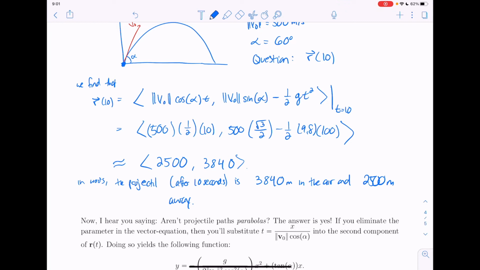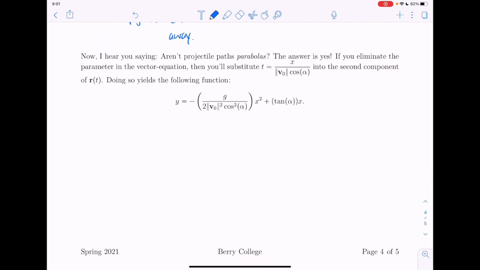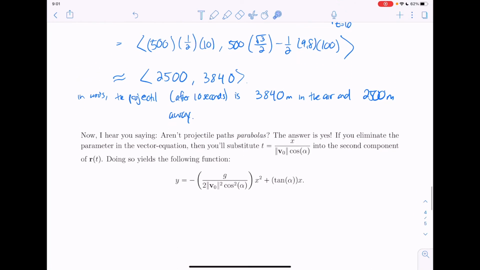What remains is a couple of observations and some important takeaways. For one, you are more than welcome to have the following objection. In Calc 1 and Pre-Calc, every time we talked about a projectile, it was always about parabolas. And you say, well, parabolas, aren't they supposed to be some function of x squared? And why does this not look like that? Well, it turns out the answer is actually yes, this is a parabola.